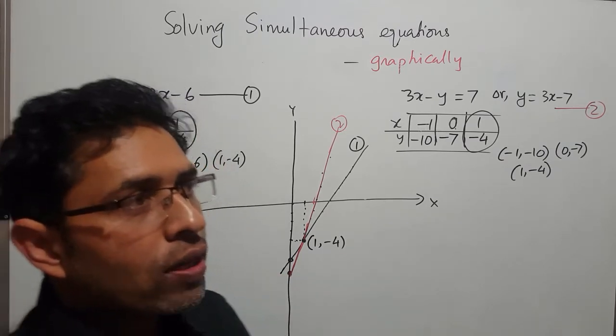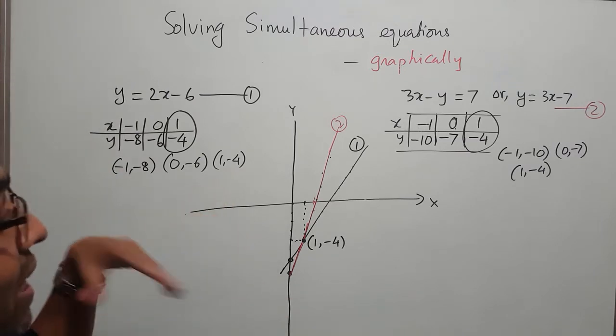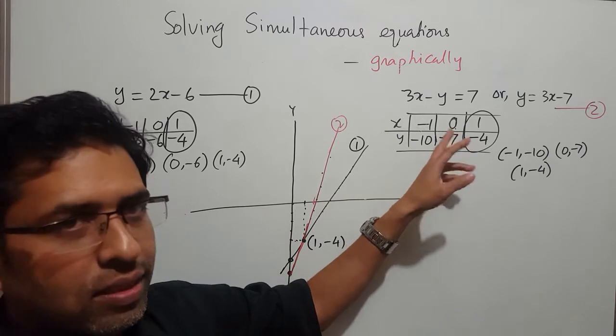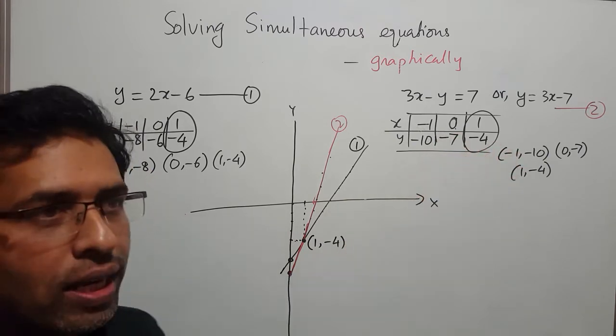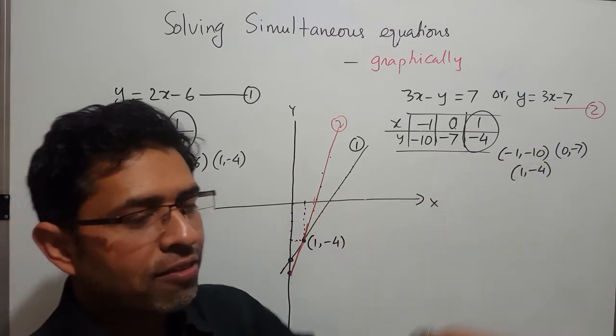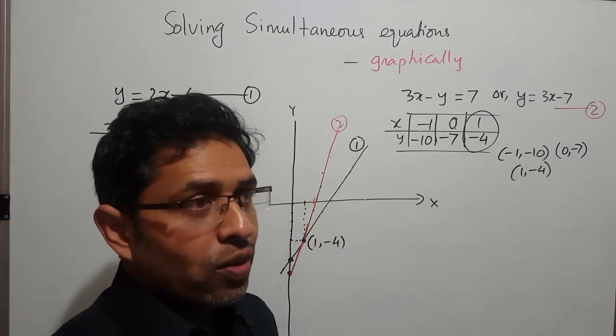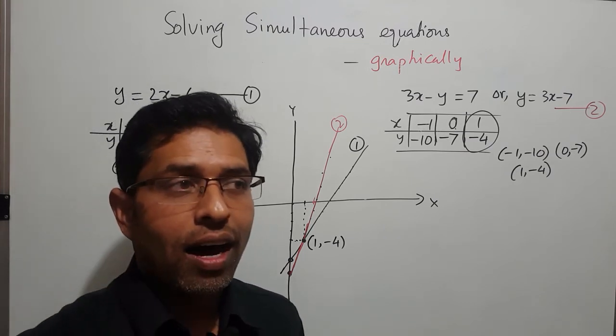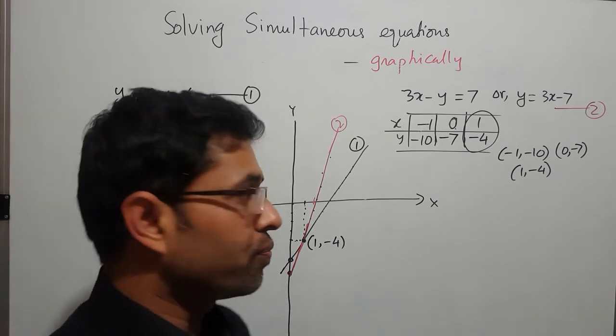And it is not always easy to get that value by using the table, because we are just trying to get very simple values like 0, 1 and the corresponding value of y. So it's not necessarily that they will meet within that range. It could be a very high value. In that case, we definitely have to draw and then find out what value they are intersecting at.